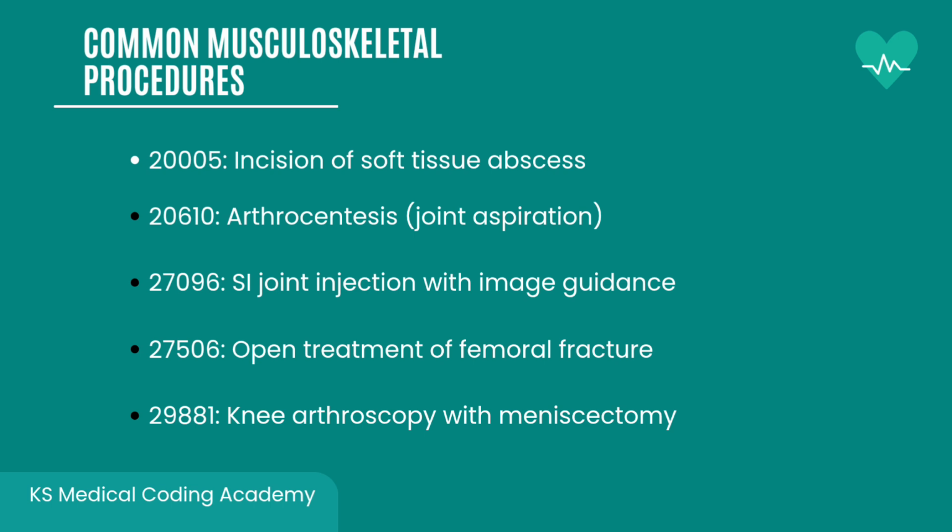Here are some high-yield CPT codes: 20,005 for soft tissue abscess incision, 20,610 for arthrocentesis or joint aspiration, 27,096 for SI joint injection with image guidance. 27,506 is for open treatment of a femoral fracture. And 29,881 covers knee arthroscopy with meniscectomy. Make sure you understand the full procedural description for each of these.